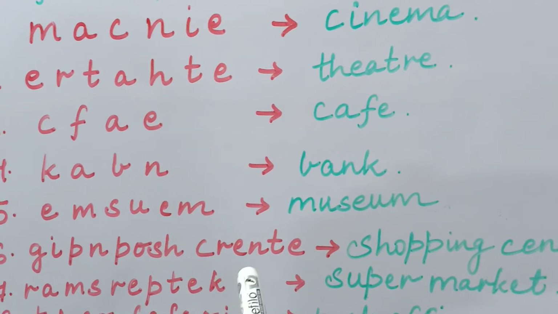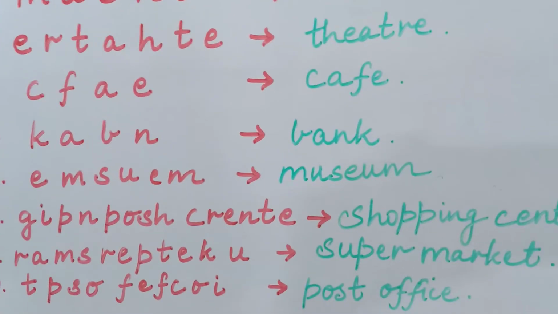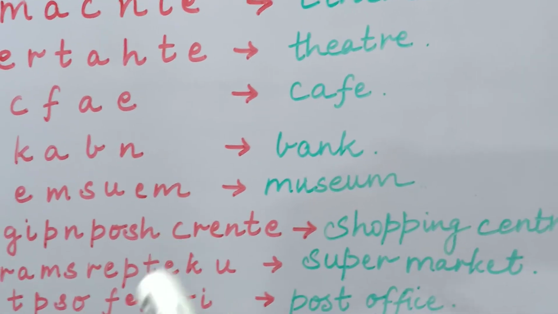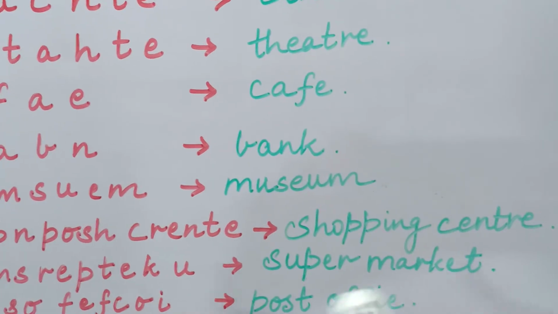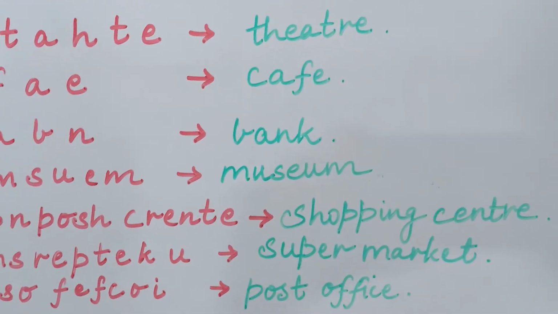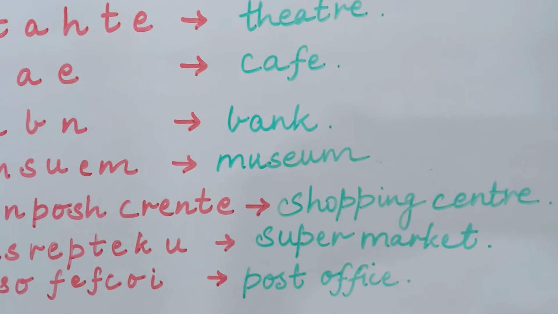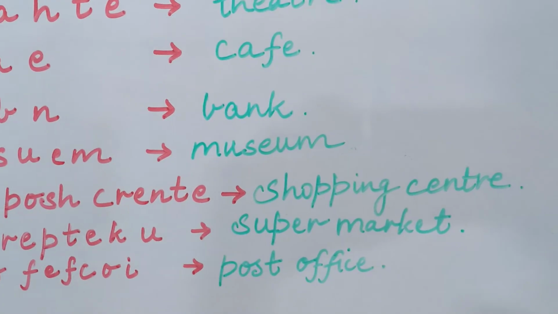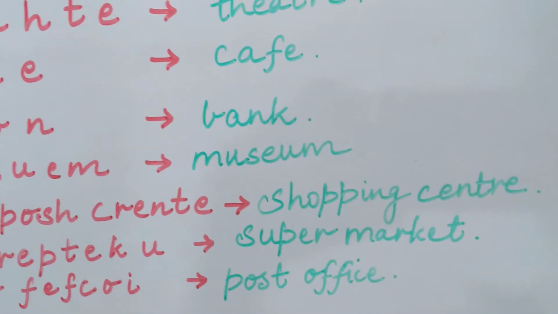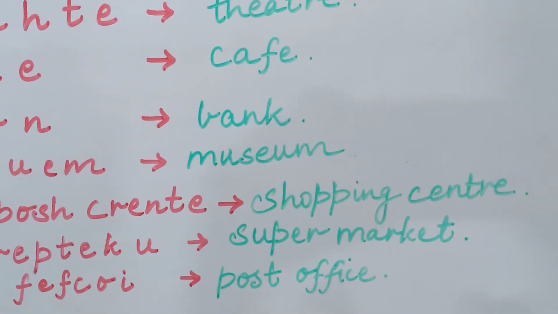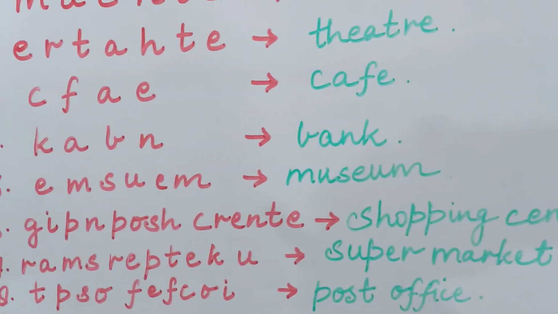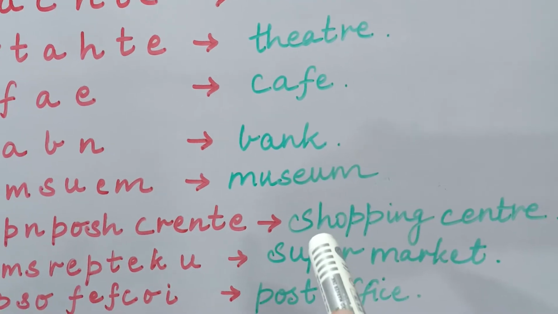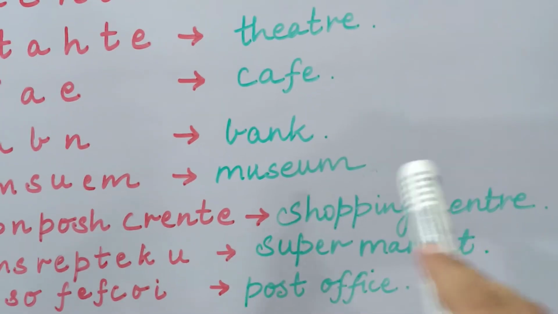Gipnposh, Crente. So the correct answer is yes, shopping center. Okay, and what is a shopping center, children? Shopping center is a place where you can find many things under one roof. एक ही छत के नीचे आपको सब सामान जहाँ मिलता है, that is shopping center, and you can also say a mall. Okay, so you have to put these letters in correct order and the correct word will be formed. The correct word is shopping center.